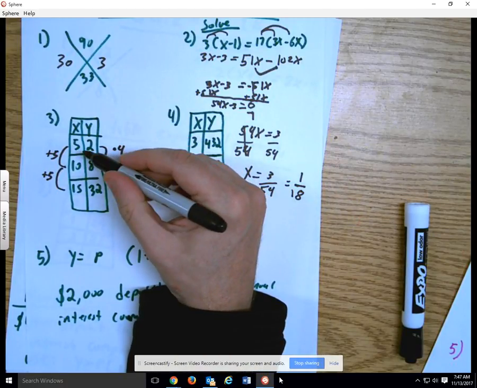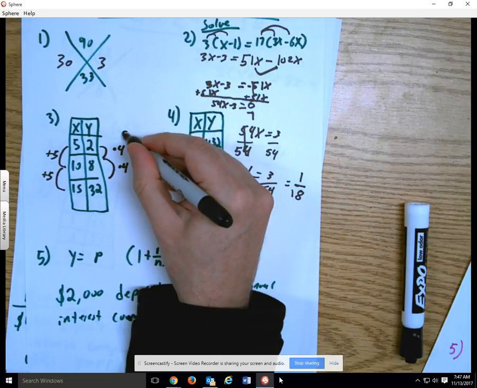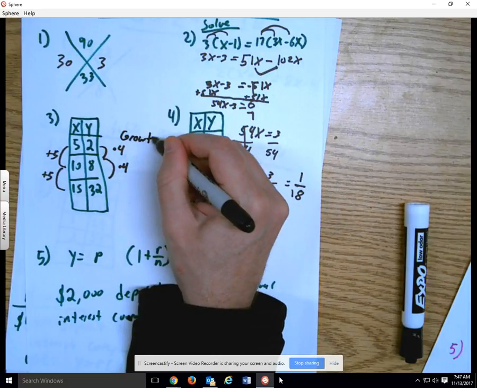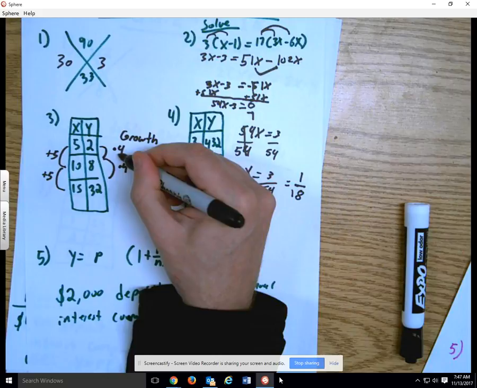So is it exponential growth or decay? Yeah, it's growth because it's increasing, right? If it were being divided by a number on this side, it would be decay.